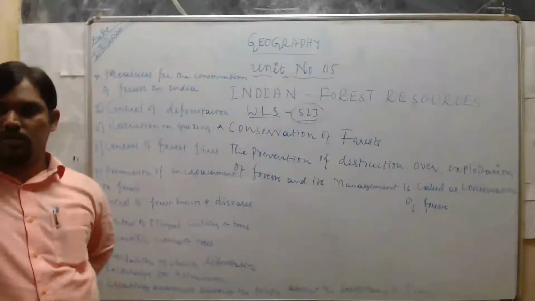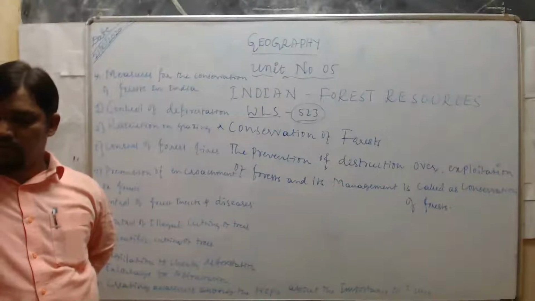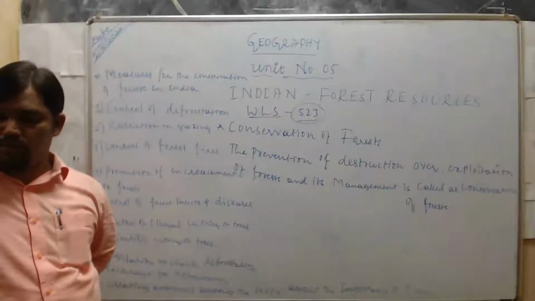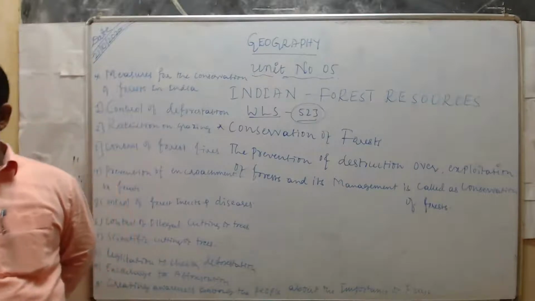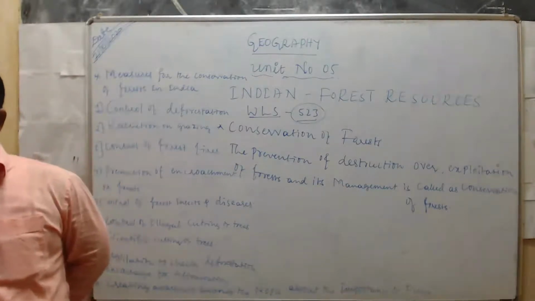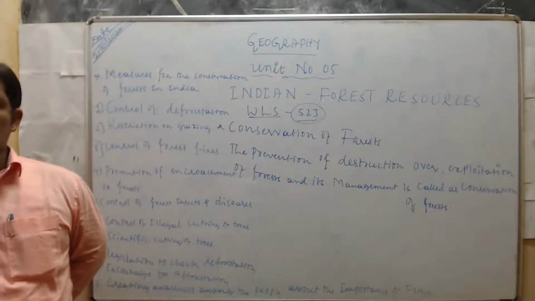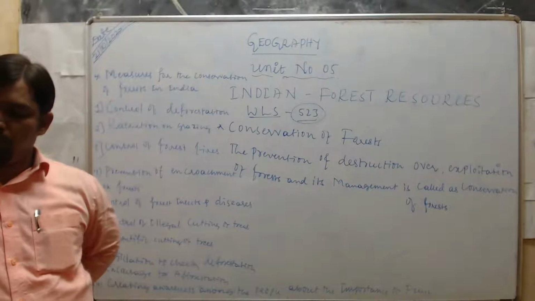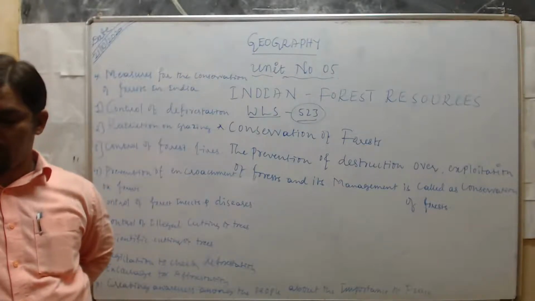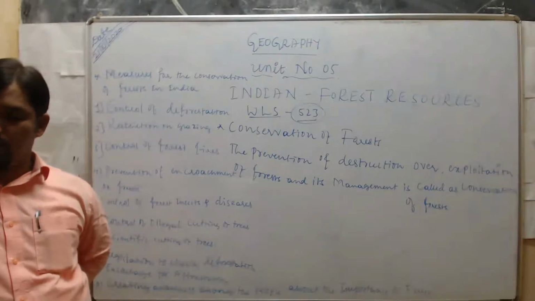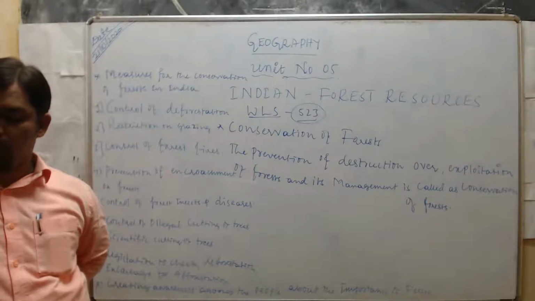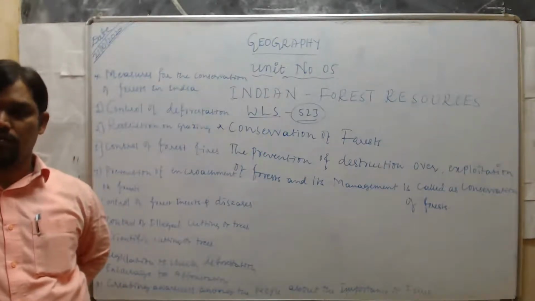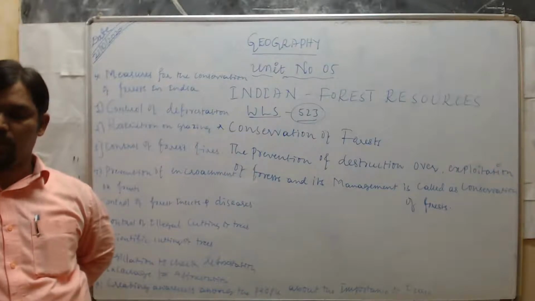Next, national parks. First, what do you mean by national park? An extensive area which is specially protected to preserve its natural beauty, wildlife, and forests for public recreation and scientific interest is called a national park. It's very important from the exam point of view: the meaning of wildlife sanctuaries and the meaning of national parks.